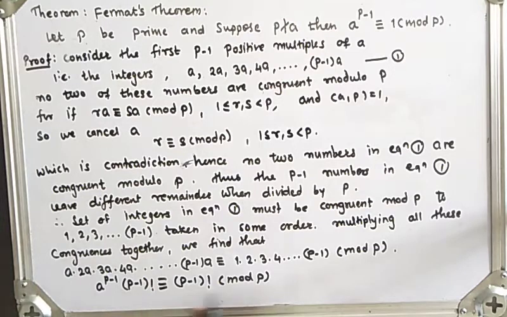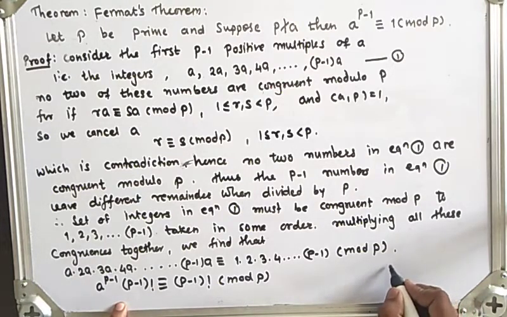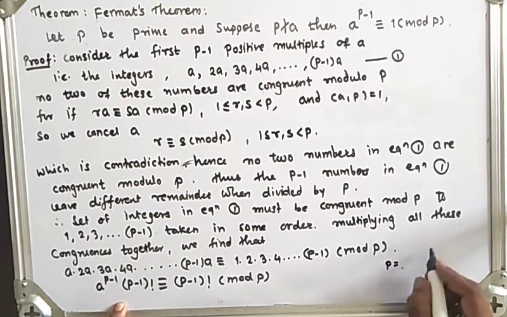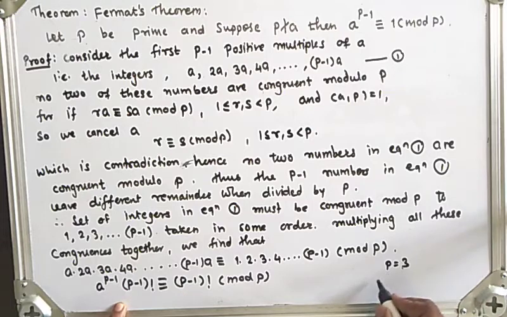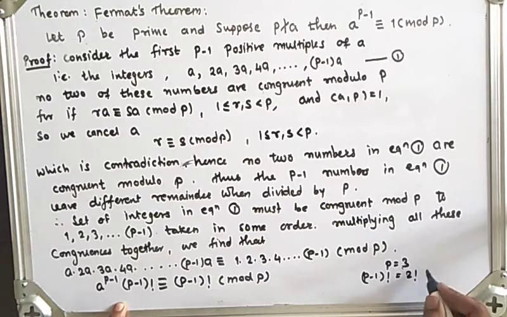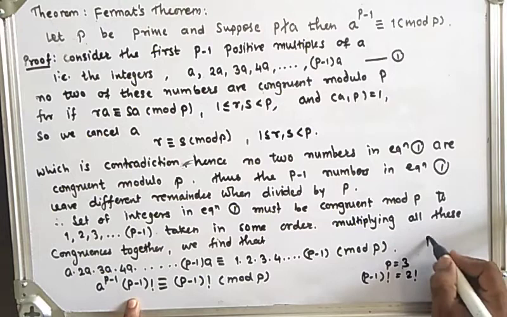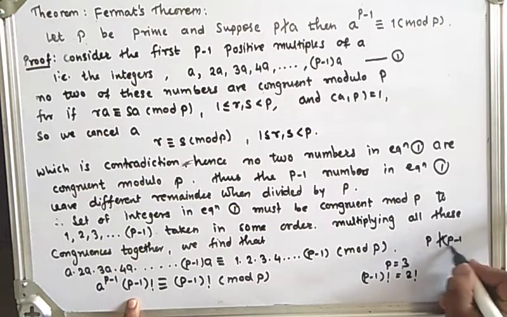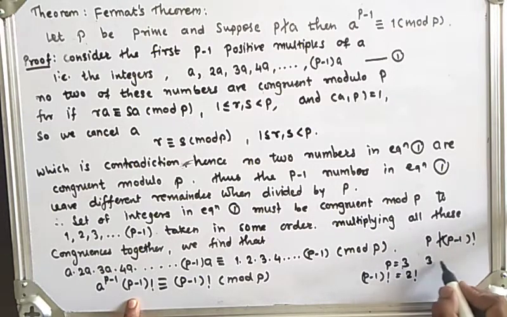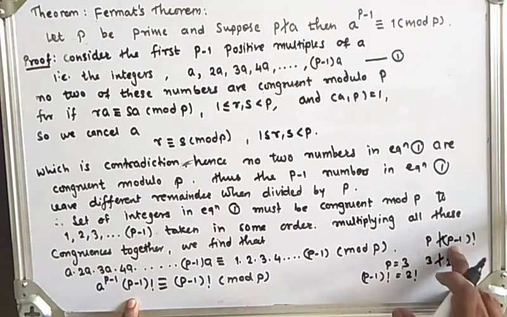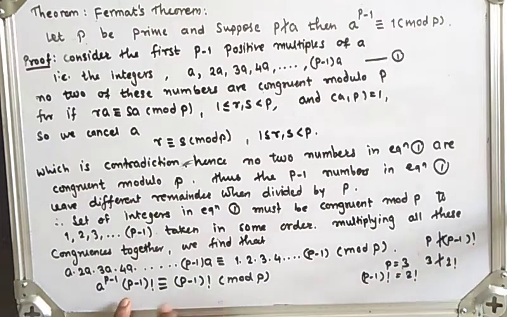So here we know that if p is a prime number, if I take p equal to 3, and I take p minus 1 factorial, so p minus 1 is nothing but 2 factorial. So we see that p does not divide p minus 1 factorial, right? P is 3 and 3 doesn't divide 2 factorial, right? Means GCD of p and p minus 1 factorial is nothing but 1. So here we will cancel p minus 1 factorial on both sides.